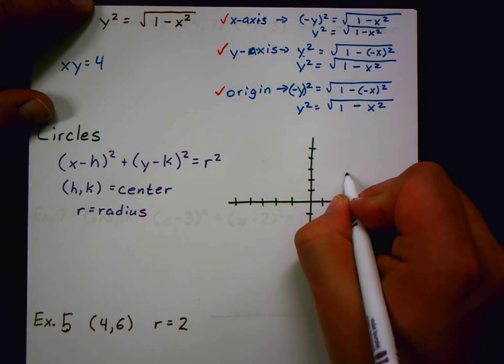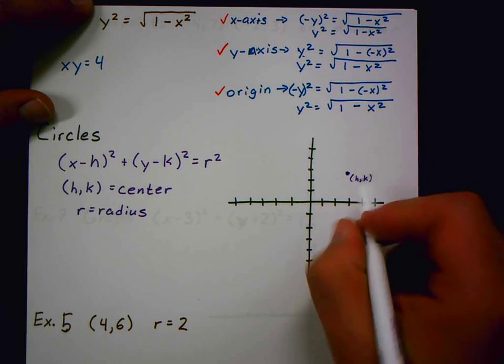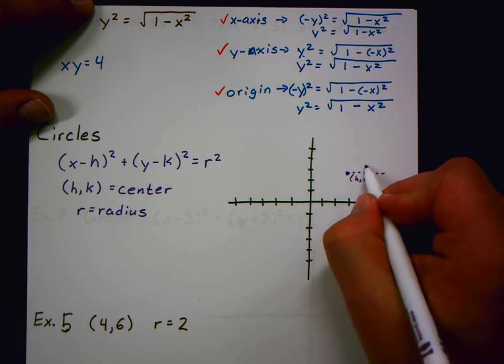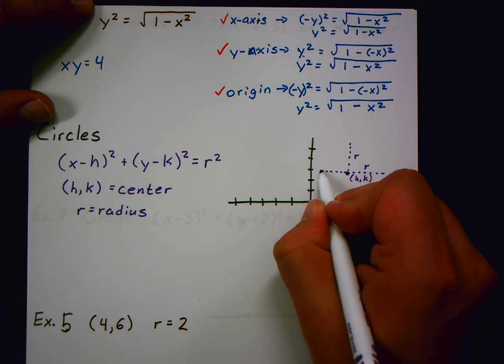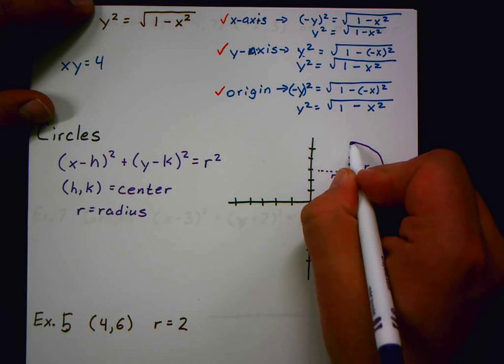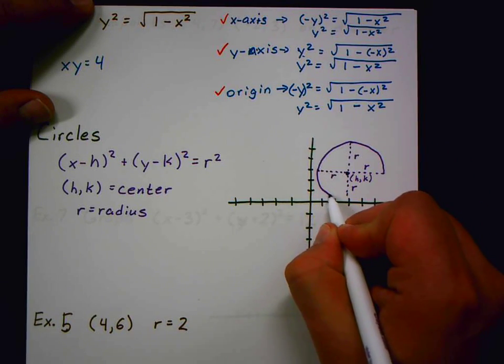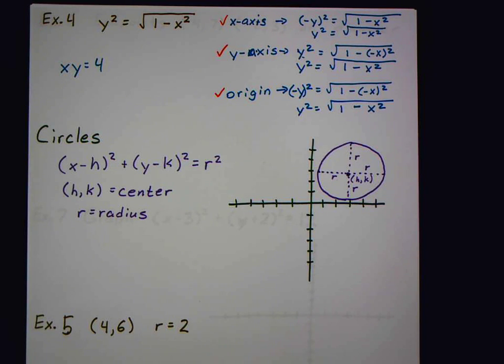So if you go graph it, out here someplace you have your center. And then normally when we graph it, what we do is we count out in each direction R. And then we connect those points to make our circle. So that's the basics. So I have a couple examples, and then we would have been done with this yesterday.